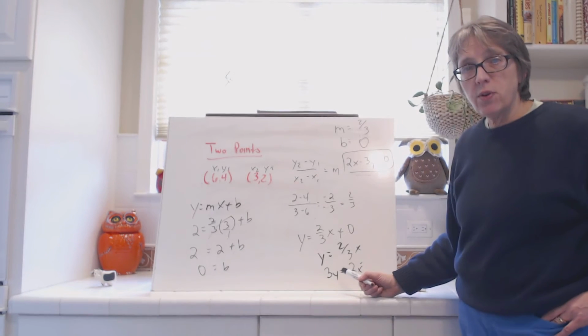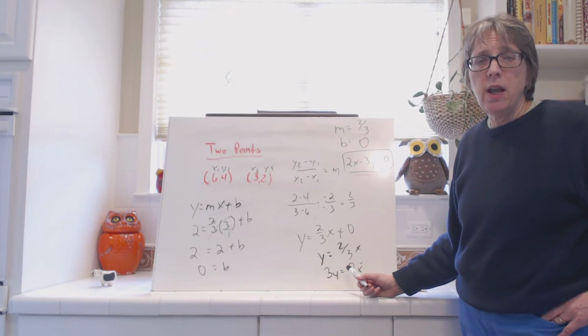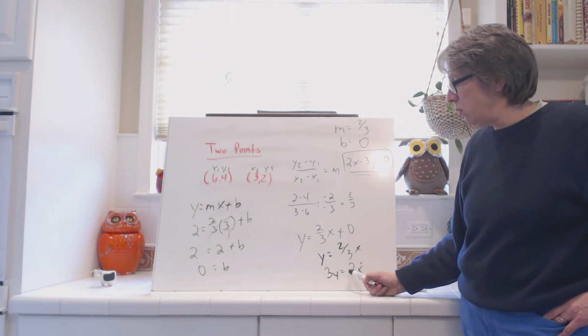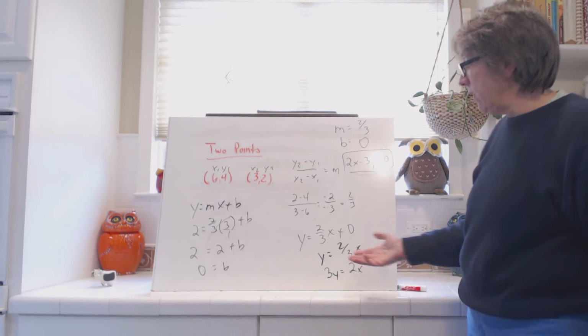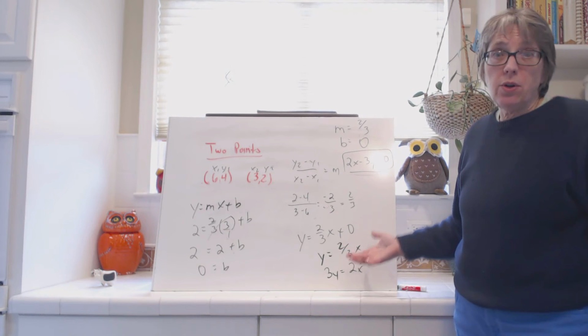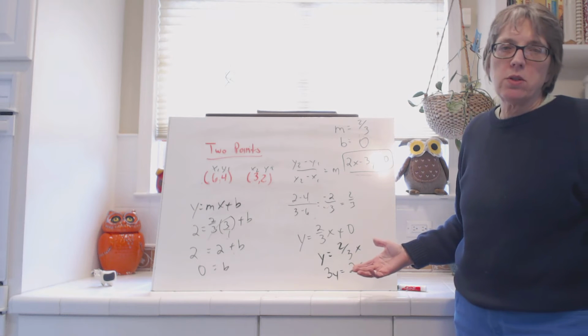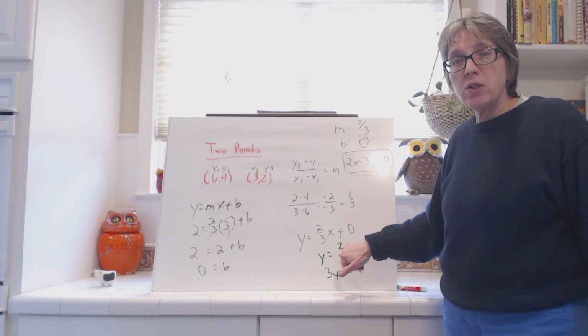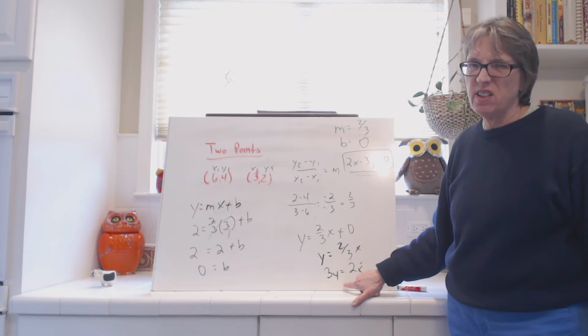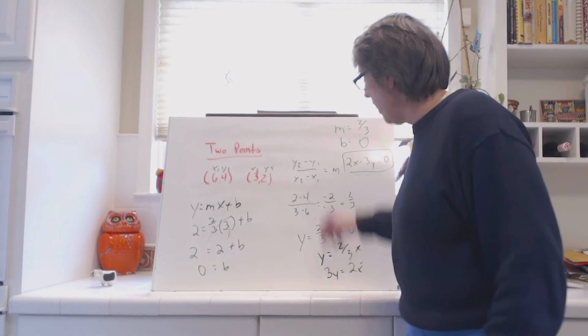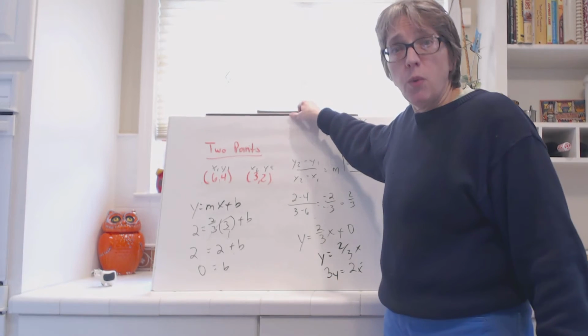If I just asked you for the equation of the line and didn't stipulate that it had to be in standard form, it would be 3y equals 2x. Or you could leave it as y equals 2/3 x. Actually, you should leave it as y equals 2/3 x because that's slope-intercept form. Or if I ask you to write it in standard form, you'd have to do this. Don't leave it like this. That's ugly looking.